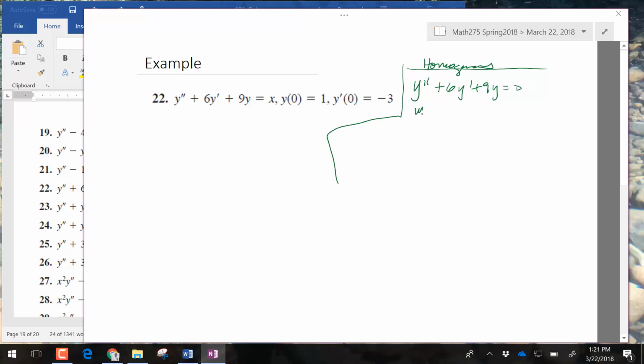Your auxiliary equation, m squared plus 6m plus 9. And then this factors to m plus 3 twice. So m is equal to negative 3 with multiplicity 2. Thank you, I was off by a negative. So then your y1 is equal to e to the negative 3x, and y2 is equal to x e to the negative 3x.